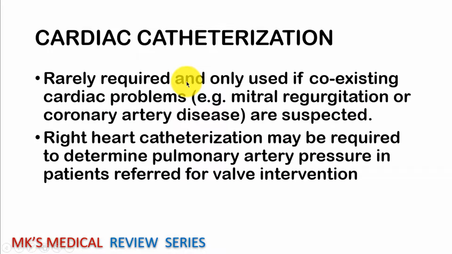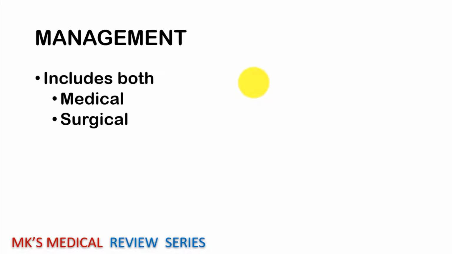You may sometimes perform cardiac catheterization, but this is rarely required, and it's only used if you have coexisting cardiac problems such as mitral regurgitation or coronary artery disease. If they are suspected, then right heart catheterization may be required to determine the pulmonary artery pressure in patients referred for valve intervention. So when it comes to the management of the condition, it's both medical and surgical.